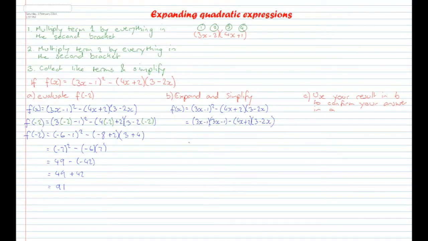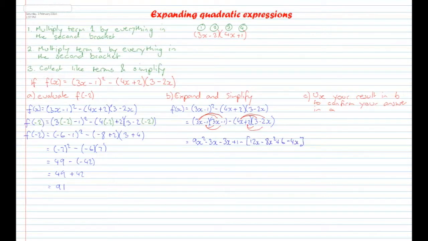So expanding these brackets, 3x times 3x gets us 9x squared. 3x times negative 1 gets us negative 3x. Negative 1 times 3x gets us negative 3x. Negative 1 times negative 1 gets us positive 1. Minus, and we write this in brackets because we've got the minus out the front: 4x times 3 is 12x. 4x times negative 2x is negative 8x squared. 2 times 3 is positive 6. And 2 times negative 2x is negative 4x.